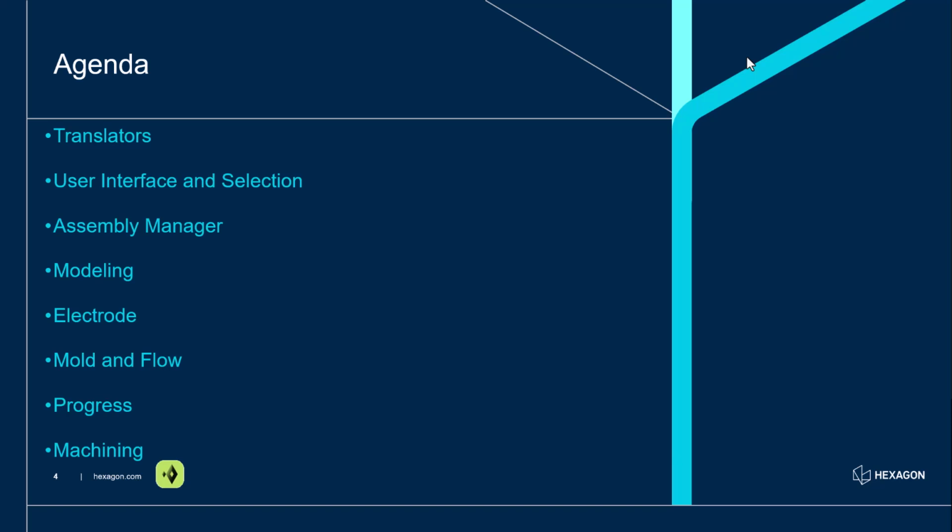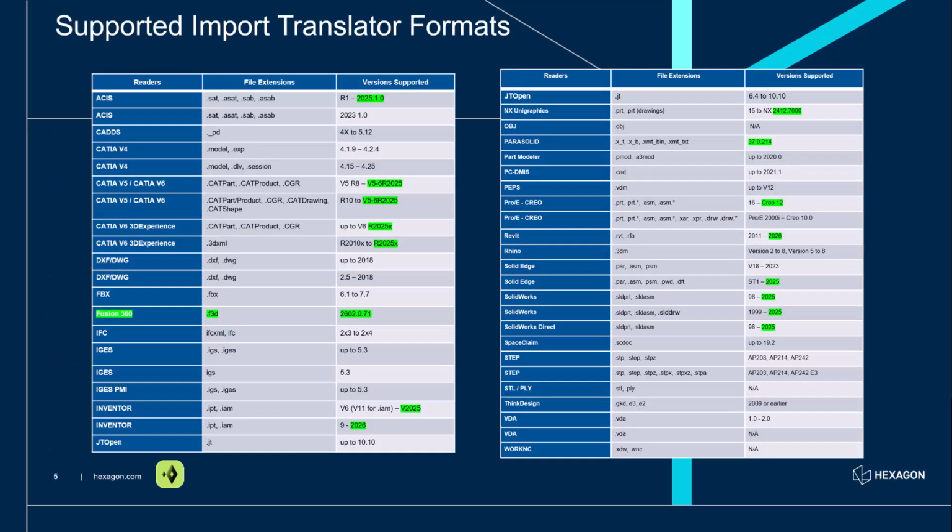So let's get into the agenda for today's presentation. We're going to start out with the translators for import and export. We'll go into user interface and selection, assembly manager, modeling, electrode, mold and flow, progress, and machining. So let's start out with the import translators.